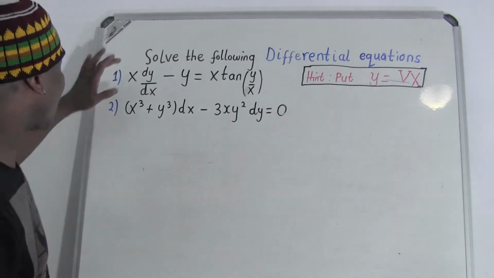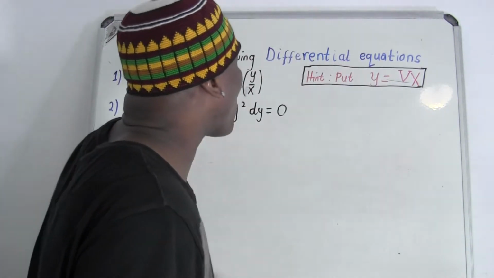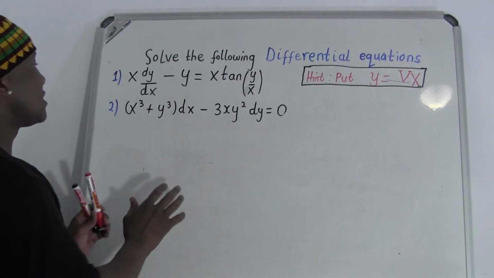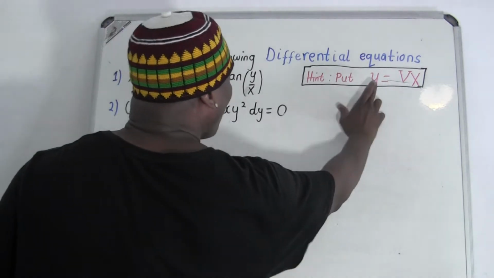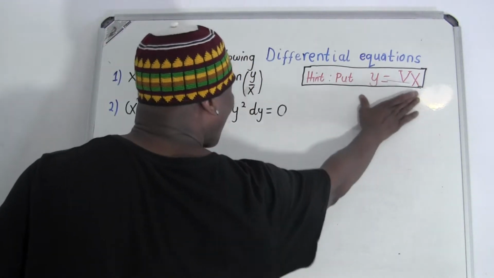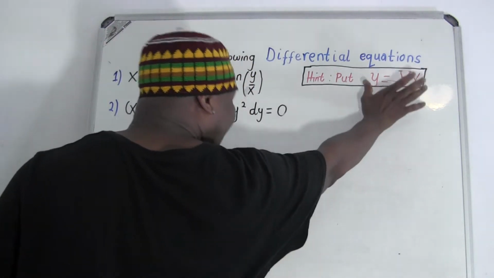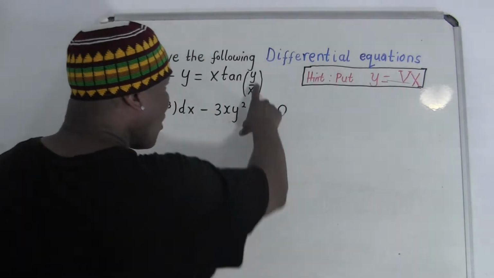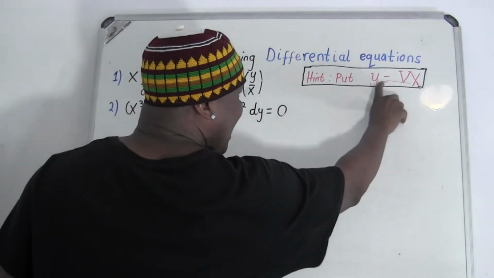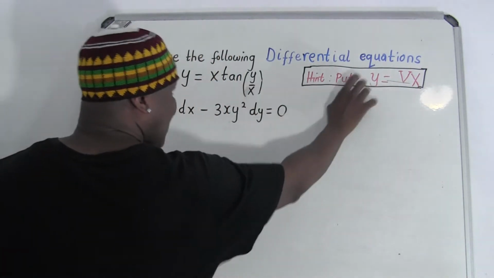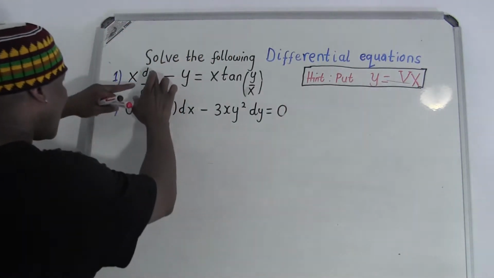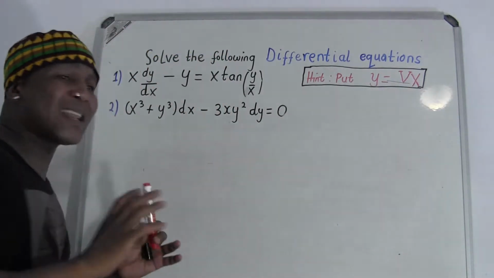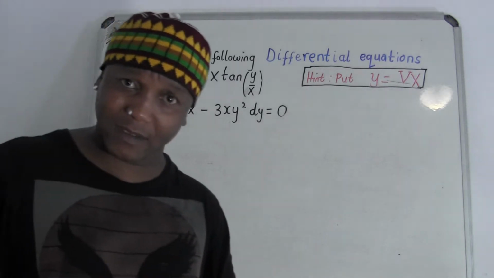Now let's get started. Solve the following differential equation. Let's start with the first one. They say just solve it, but they give you a hint: put y equal to vx. So I'm going to play around with that and see how I can substitute it right here. If I look carefully, y over x equals v, because I can flip y over x equal to v. And then dy over dx, I can take that and differentiate.